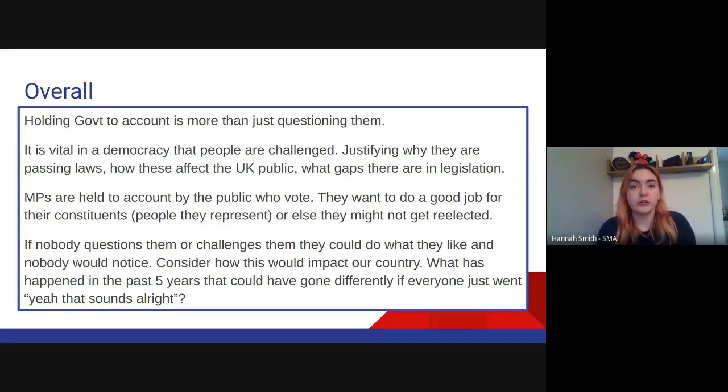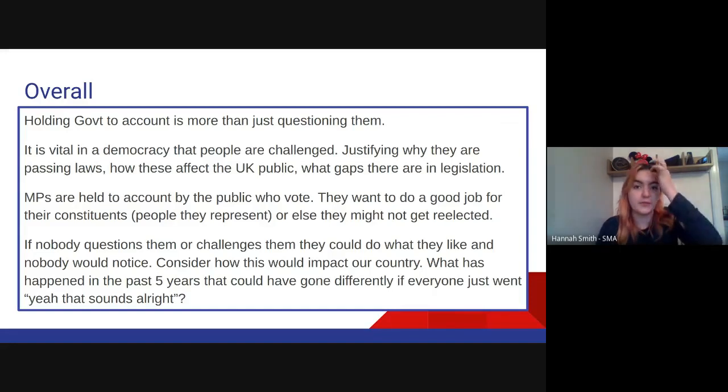It's really important that we hold people to account on all sides of government. It doesn't matter whether you agree with SNP, Labour, Conservative, UKIP, Lib Dems, or none at all. It's important that those who are in power have to justify their decisions.